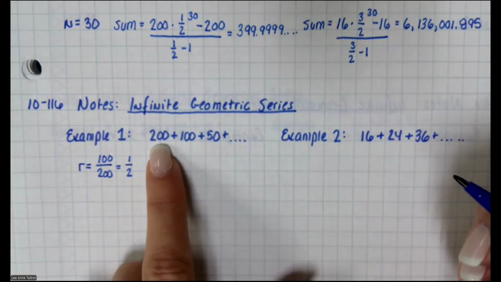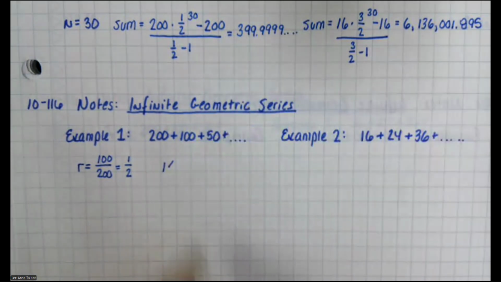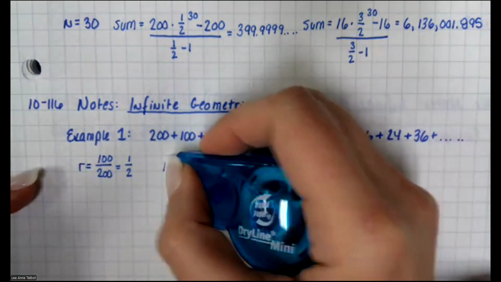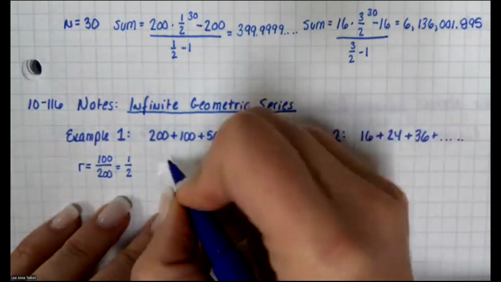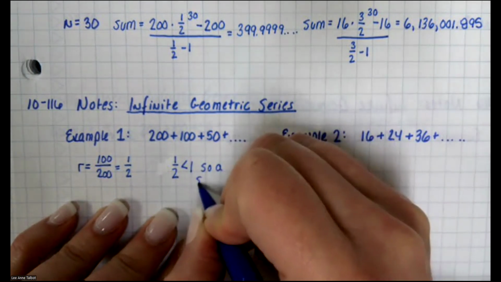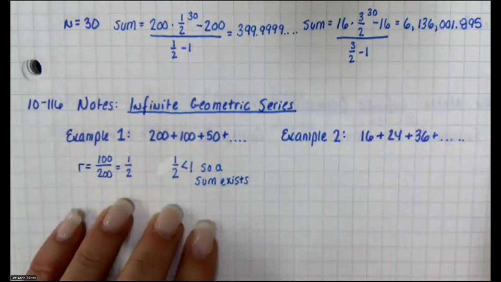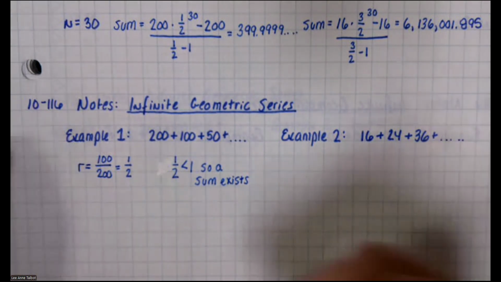R in this case is 1/2. Hold on, I just wrote that wrong. 1/2 is less than 1, so a sum exists. This means that you can actually do the problem. Now, the best part about infinite geometric series is that this formula for them is so easy.